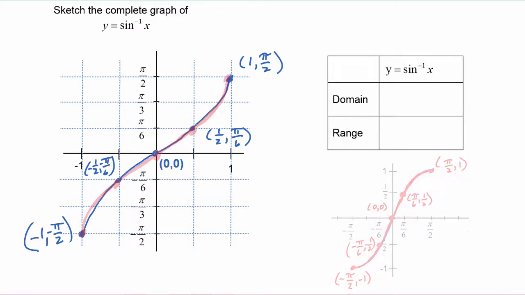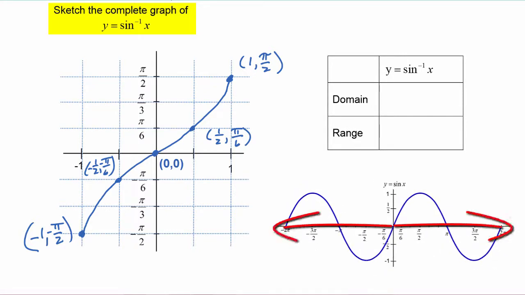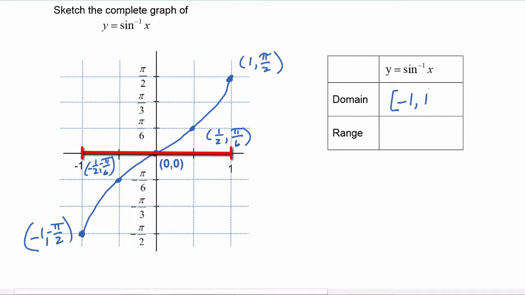Now, something to notice is that this is the complete graph of y equals sine inverse of x. Unlike the sine function, this function does not go on and on forever and ever. It's not periodic. This is its entire life cycle. So then let's figure out the domain here. Remember that domain is all the x values. So in this case, the x values start at -1 and go up to +1. So the domain is -1 to 1.